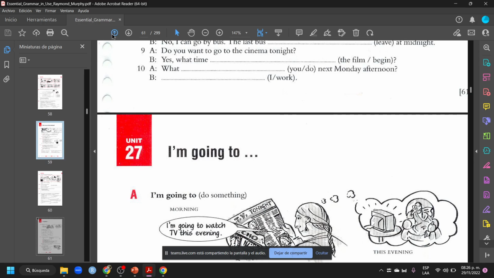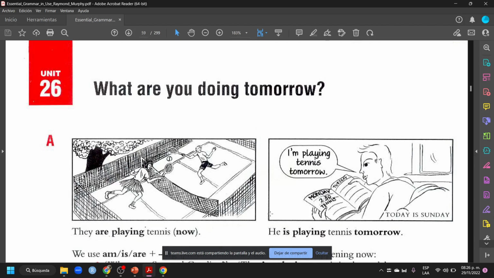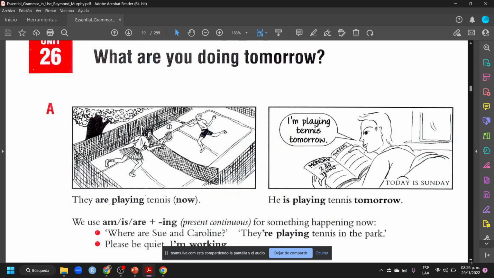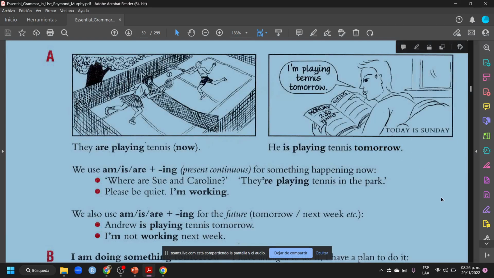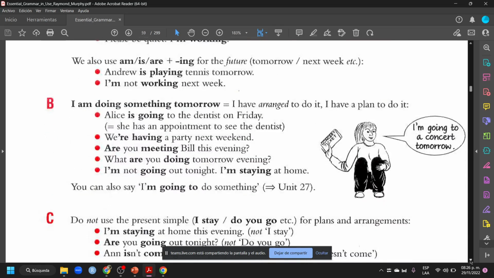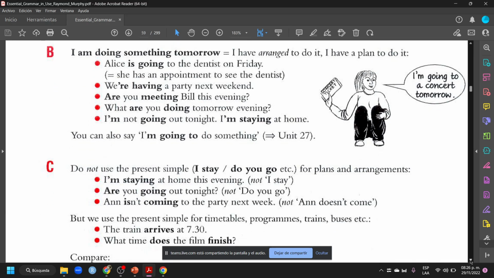So the last class we checked this unit. Now we check the use of present continuous. We have, for example, something that you are doing at the moment of speaking, and plans, intentions, right? And we check here the notes that say it.